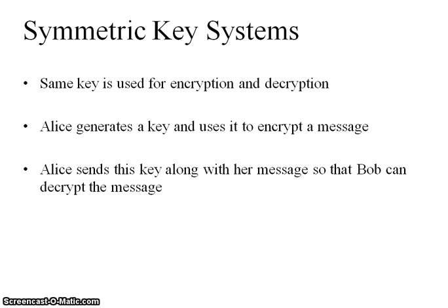First of all, let's see the symmetric key system. As the name says, a symmetric key system means the same key is used to perform encryption and decryption of the message. For example, Alice wants to send a message to Bob. Alice generates the key and uses that key to encrypt the message, and Alice sends that key along with the encrypted message to Bob, so Bob can decrypt that message. This is one way to provide confidentiality to the message.